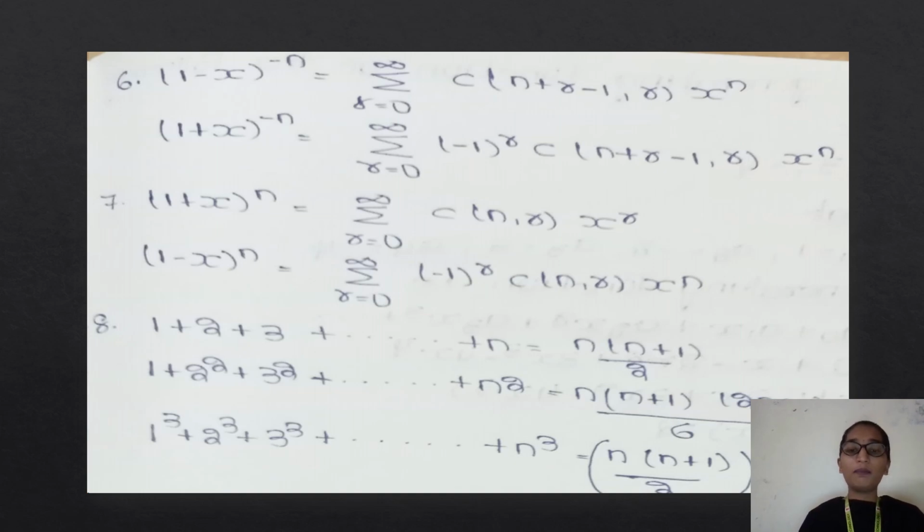1 plus 2 plus 3 plus and so on plus n is equal to n into (n plus 1) by 2, and 1 plus 2 square plus 3 square plus and so on n square is equal to n into (n plus 1) into (2n plus 1) by 6. 1 cube plus 2 cube plus 3 cube plus and so on n cube is equal to (n into (n plus 1) by 2) whole square.